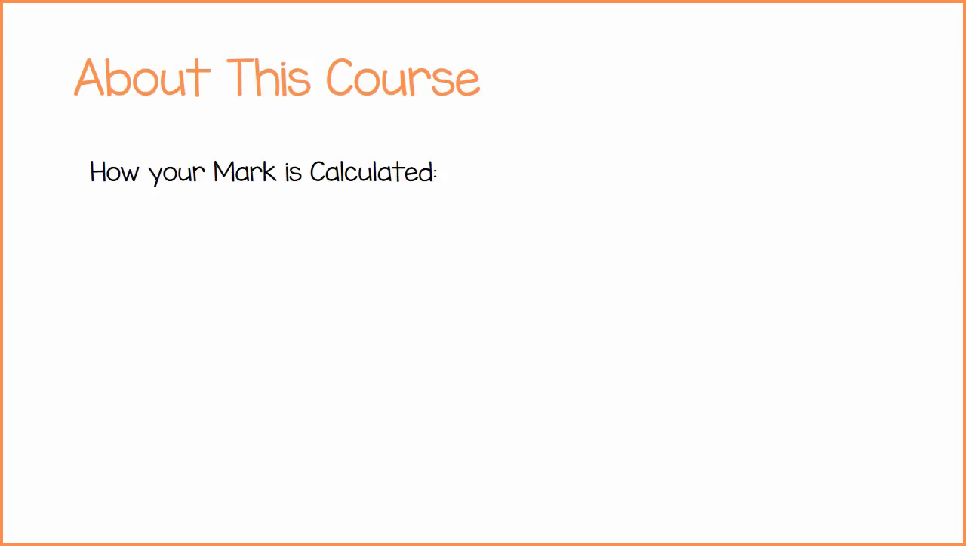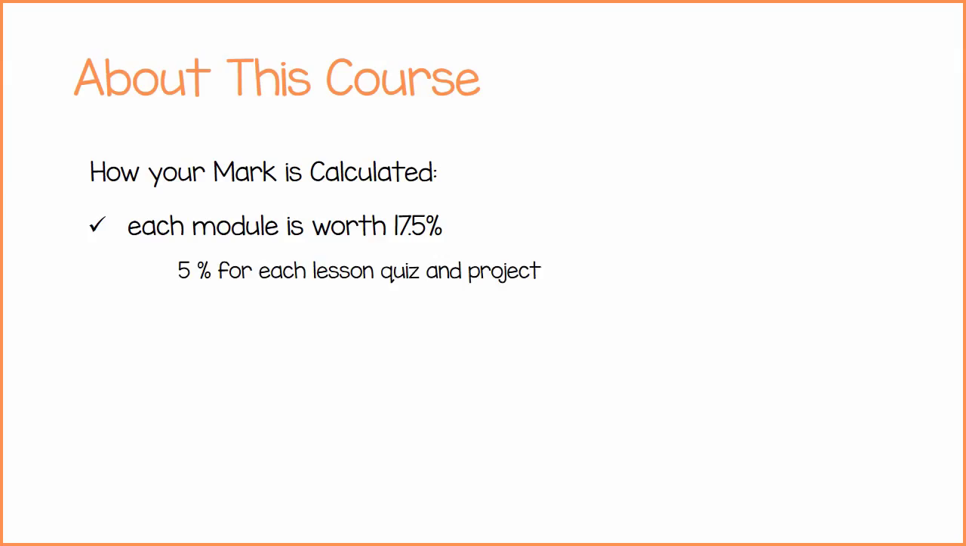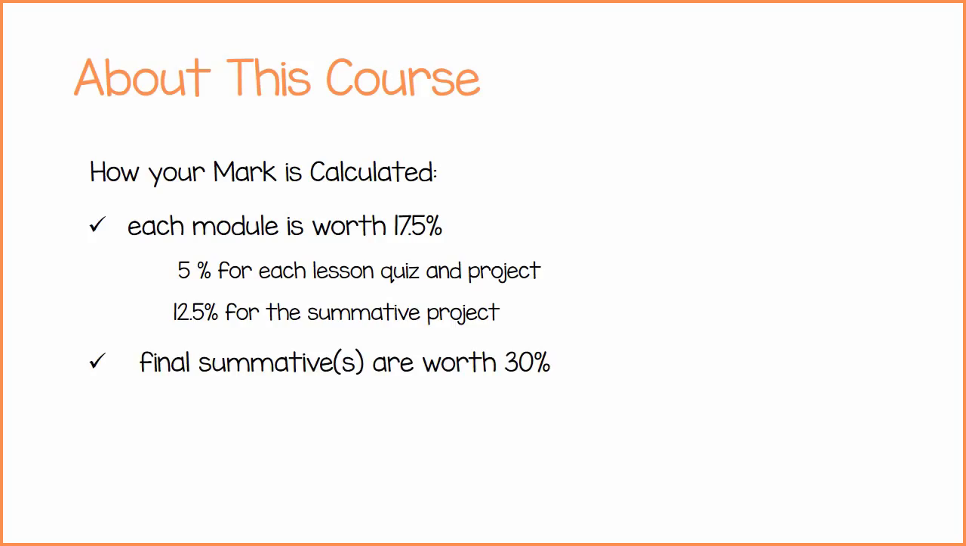How your mark is calculated. Each module is worth 17.5% of your final mark, 5% for each lesson quiz and project, 12.5% for the summative project. A final summative or summatives are worth 30%. These could include a final exam, a final project, or perhaps both.